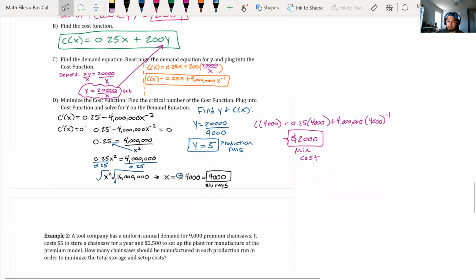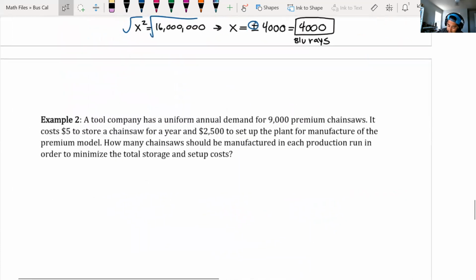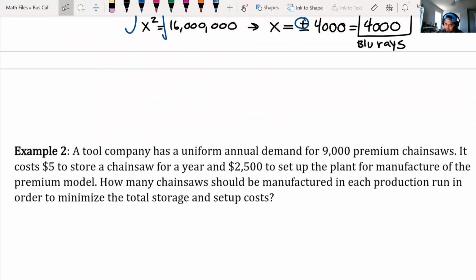All right, one more just like this, and we're done. Example 2. A tool company has a uniform annual demand for 9,000 premium chainsaws. It costs $5 to store a chainsaw and $2,500 to set up the plant for manufacture of the premium model. How many chainsaws should be manufactured in each production run in order to minimize the total storage and setup costs? So we're going to do the same exact thing.